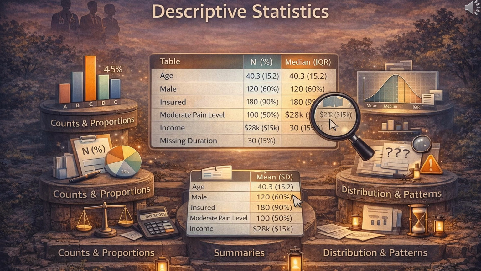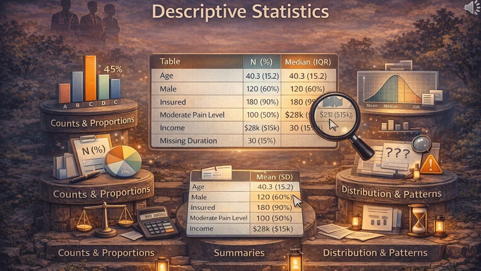A numerator and a denominator are the two parts that define most descriptive statistics that matter in applied biostatistics. The numerator is the number of events or people that meet a condition, and the denominator is the group you are comparing that numerator to. The meaning of a percentage, proportion, or rate depends entirely on whether the denominator matches the question. If the denominator is wrong or inconsistent, the statistic can look legitimate while answering a different question than intended.